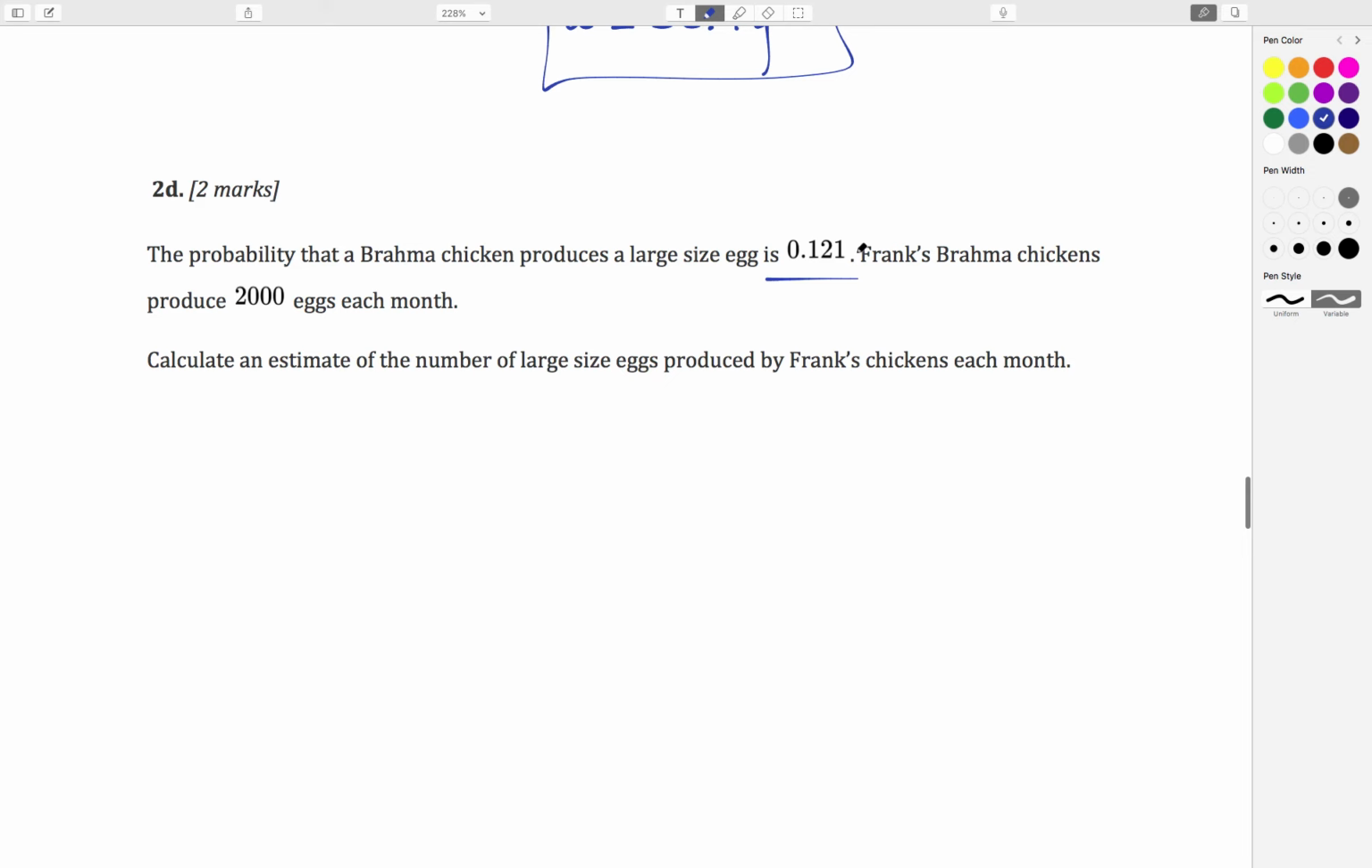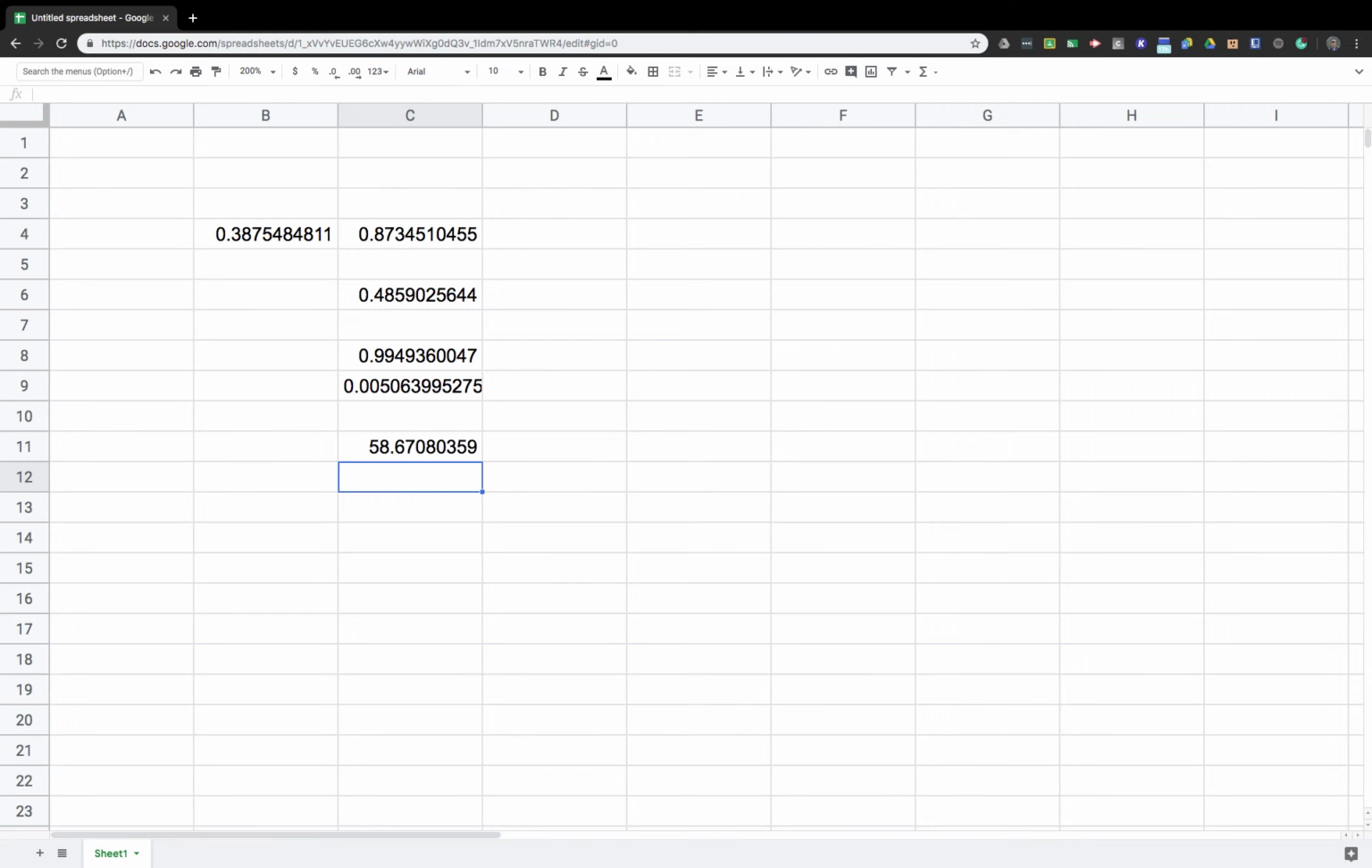We know that there are 2,000 eggs each month. The way to calculate the number of expected eggs that will be large is the percentage of eggs that are large multiplied times the total production of eggs. So I would expect 2,000 times 0.121. 2,000 times that number should be the number of eggs. So I'm going to do 2,000 times 0.121, which is given. I should expect 242 large eggs, exactly.